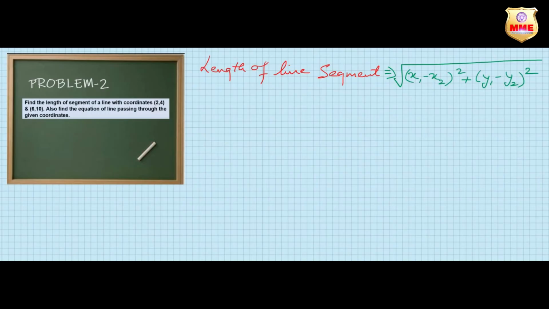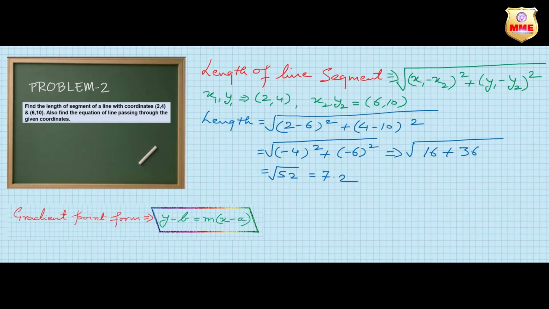So friends, as we know, the length of a line segment is given by the formula under root of x1 minus x2 whole square plus y1 minus y2 whole square, wherein x1, y1 and x2, y2 are the two coordinates of the given line. So for the given problem, we can assume x1, y1 as the coordinate 2, 4 and x2, y2 is equal to 16 as per this problem. So on placing the values of x1, y1 and x2, y2 in this particular equation, we can get the value of the length of the line segment. So we get the value of under root 52.